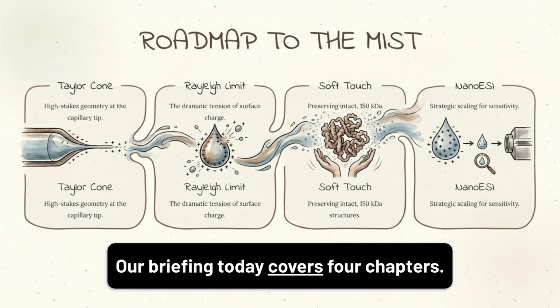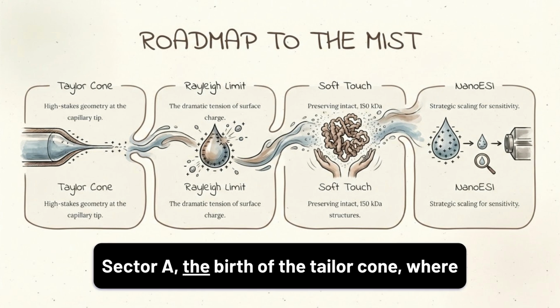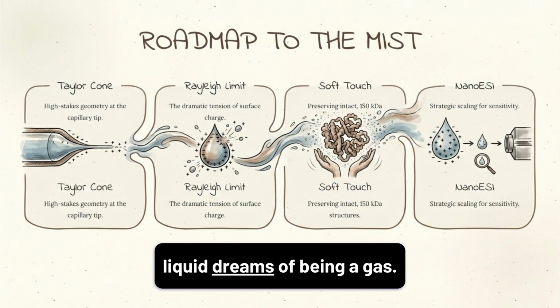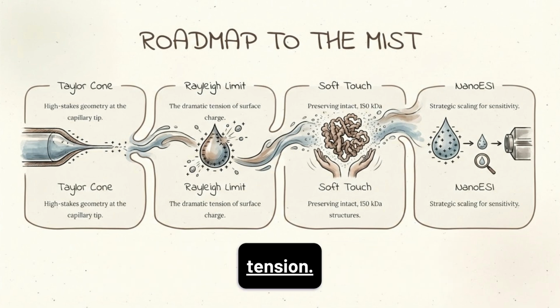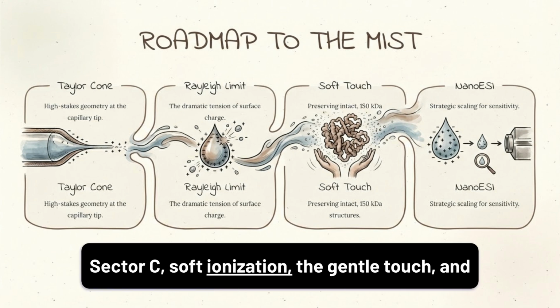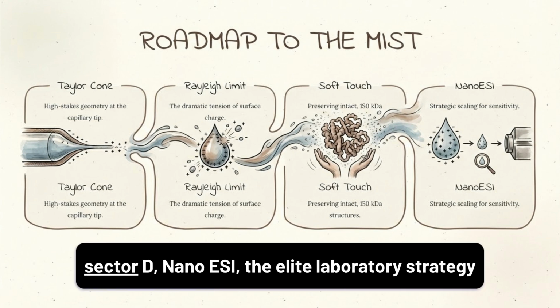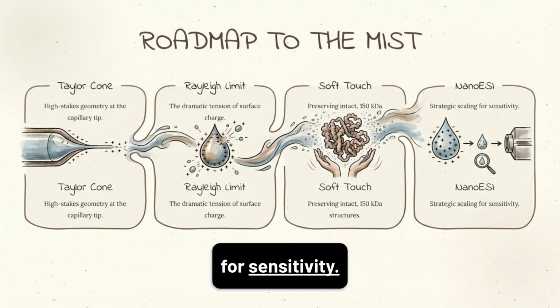Our briefing today covers 4 chapters. Sector A, the birth of the Taylor cone, where liquid dreams of being a gas. Sector B, Rayleigh limit, the point of dramatic tension. Sector C, soft ionization, the gentle touch. And Sector D, nano ESI, the elite laboratory strategy for sensitivity.